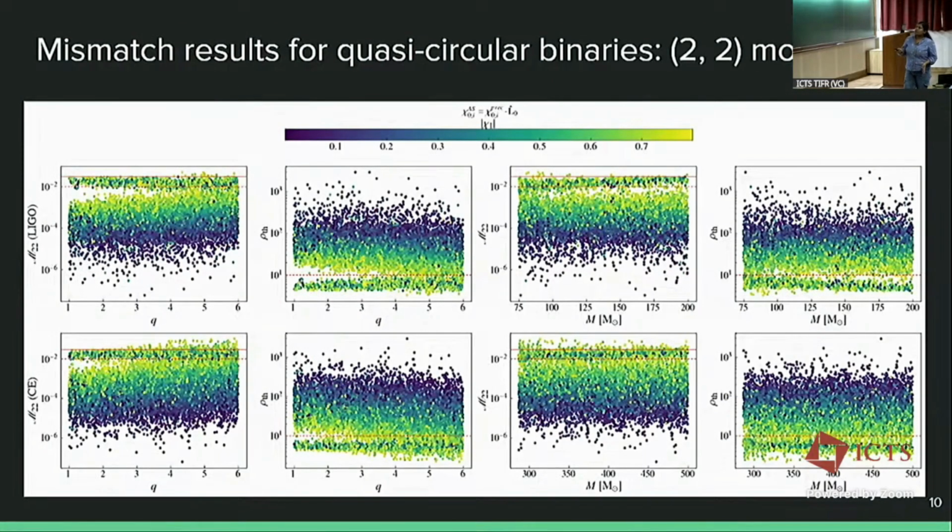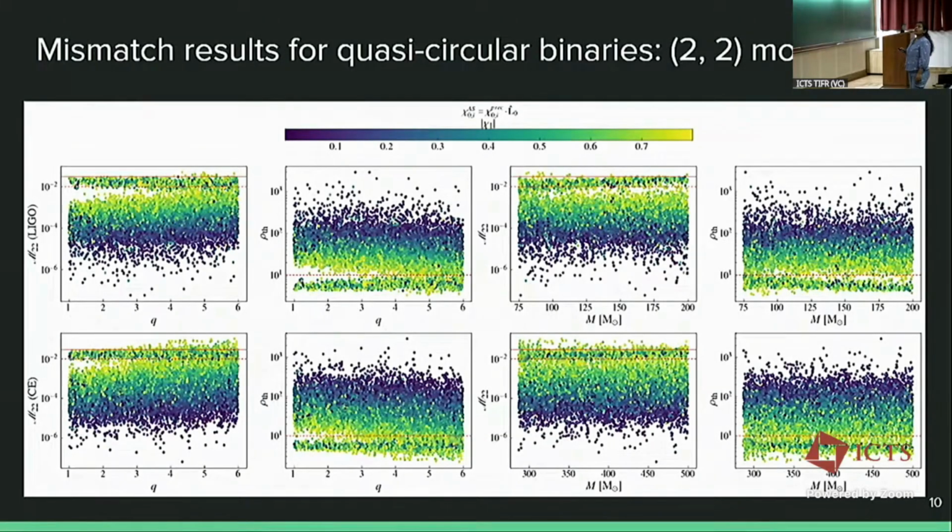There is a lot of information here, but just for now, focus on the first column. I'm plotting the mismatch of this approximate precessing waveform and the actual precessing waveform I started with for two detectors, LIGO and Cosmic Explorer, the third generation detector. The color bar shows the magnitude of spin for the primary object. As the spins are very low, the mismatch of this approximate waveform is very good, below 10⁻⁴, and that is very good for our current and future detectors.